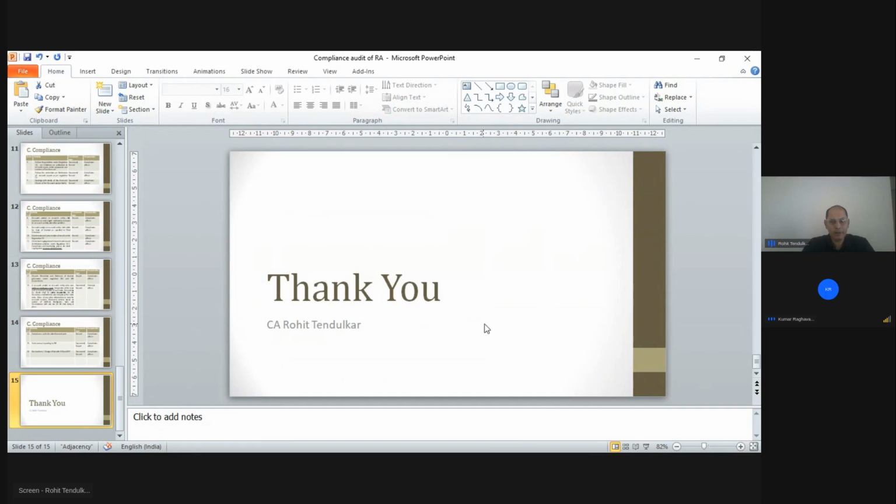I hope you got the broader picture of what a compliance audit for the financial year 24-25 is about. So there are more points that are basically going to crop up, but these are the basic considerations that you must look at.